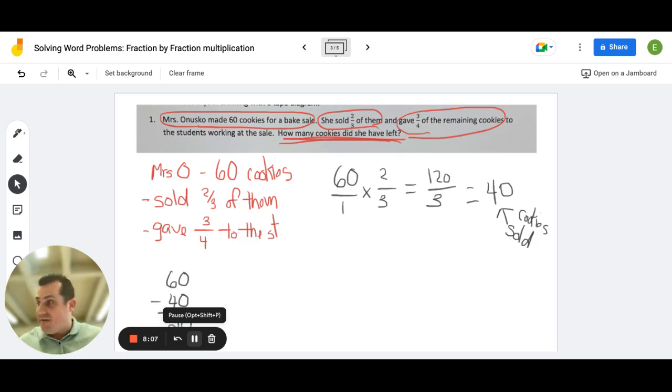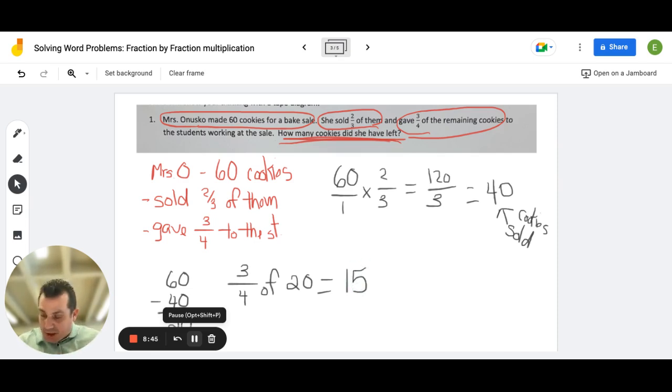So she gave 3/4 of the remaining cookies, okay, to the students. So I have to do 3/4 of 20. Now, 3/4 of 20, you could do this. I actually would say you have 20, divide that up into 4 groups. That's 5. And I'm looking at 3 of those groups, which is 15. So your answer is 15.